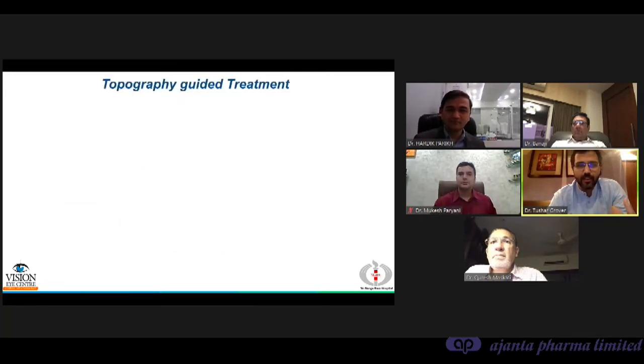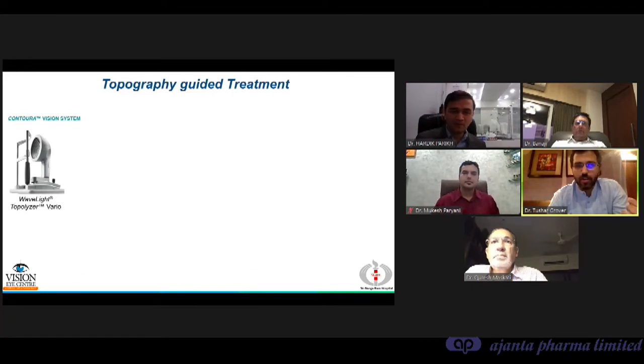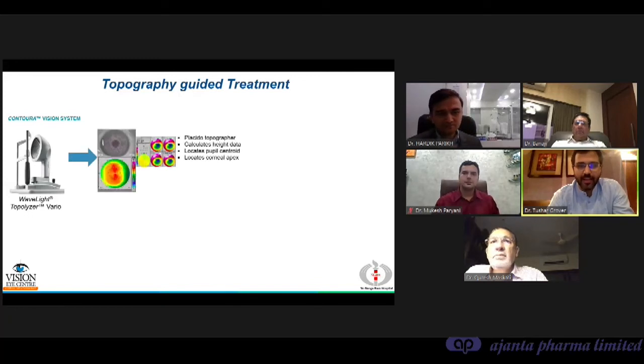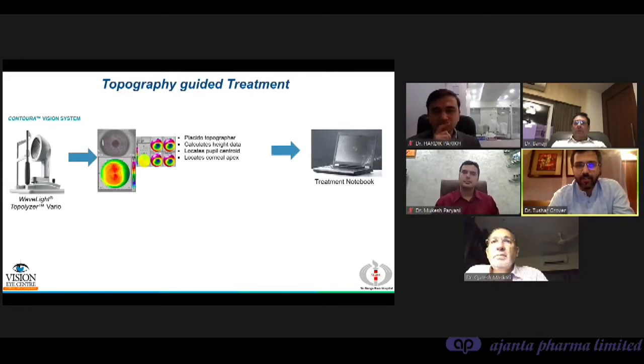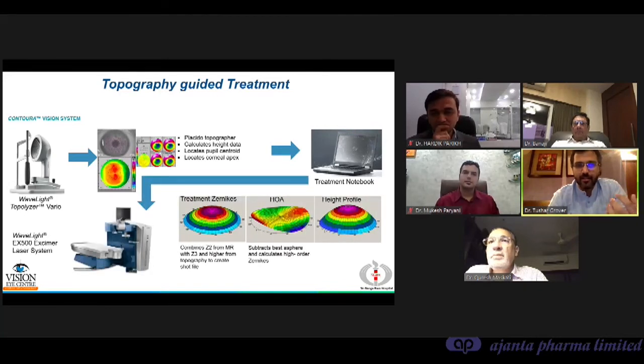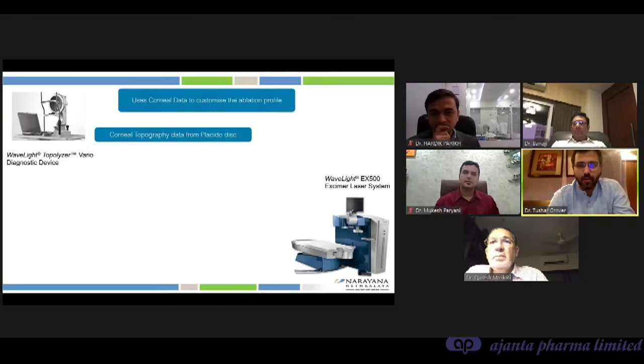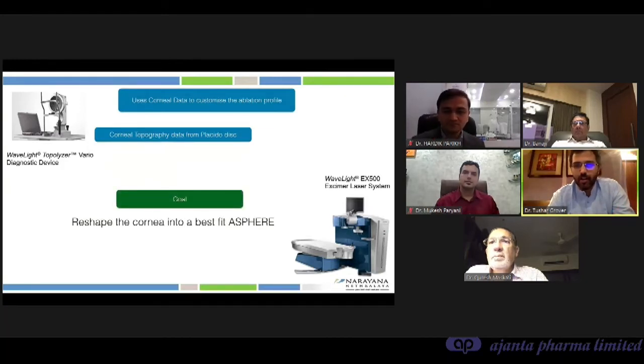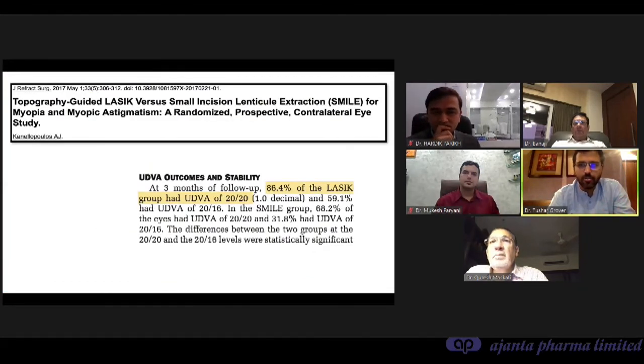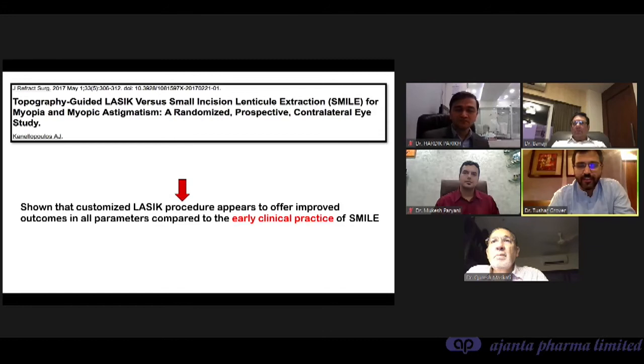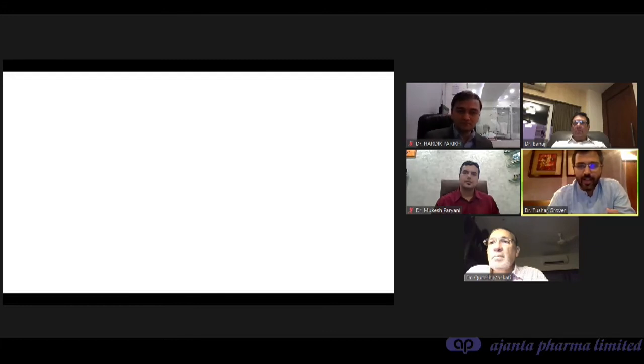What is being done here is you have a topographer, which could be a Placido topographer or a Scheimpflug topographer, and that basically gets the topography, which is fed into the system, and then the excimer laser treats that. The aim here is to regularize the corneal surface and to reshape the cornea into a best fit sphere. So you're not looking at the aberrations of the optical system, but at the corneal topography and regularizing that. This has also been found to have extremely good visual outcomes, efficacy and predictability as compared to other procedures.